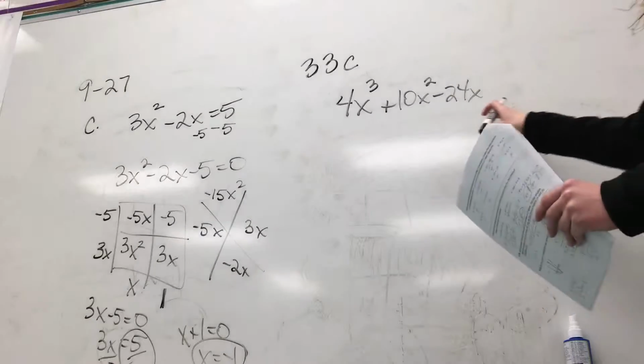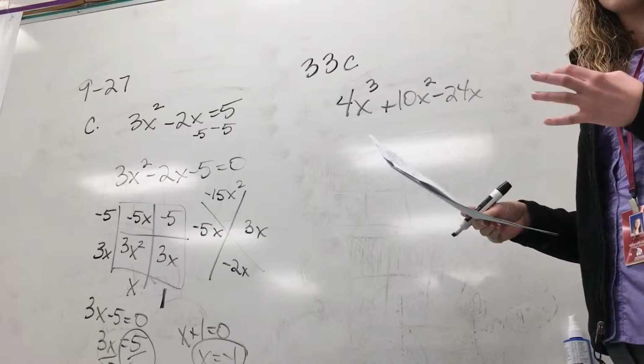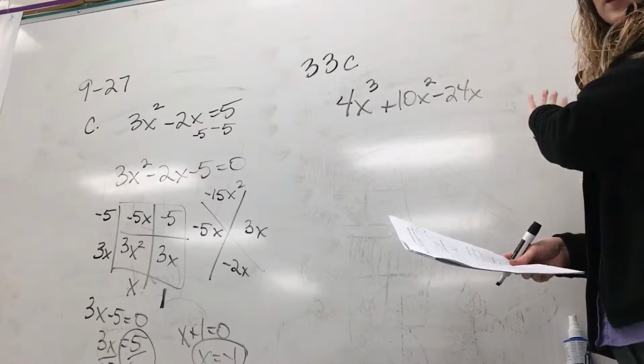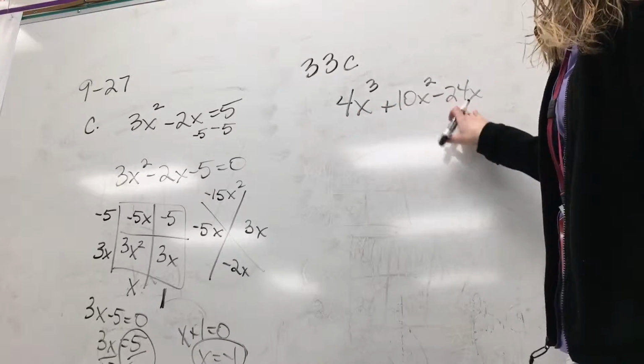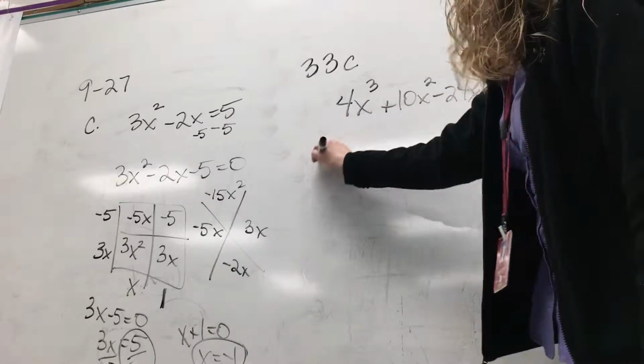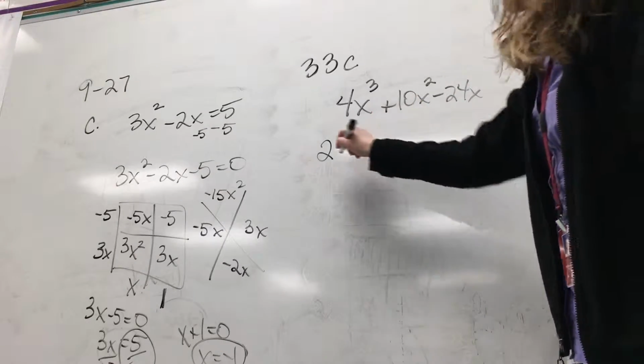All right, so I'm going to factor out what they have in common first. The directions say factor completely, which means if there's something that they have in common, take that out first so you have smaller numbers. So I can divide all of these numbers by a 2. So I'm going to divide them all by a 2. And they all have at least one x, so I'm going to take out an x.